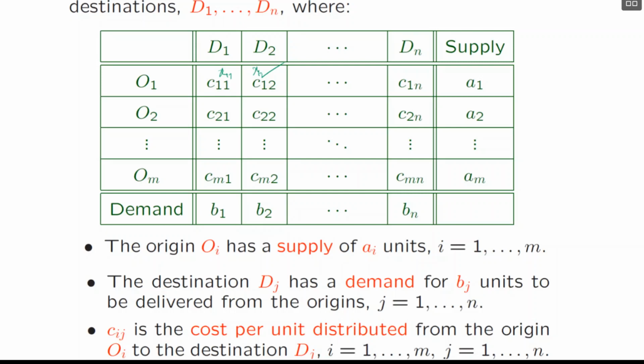It may happen that the total amount of supply from one origin may not be utilized, but the demand is to be fulfilled, if the total supply and total demand are equal.